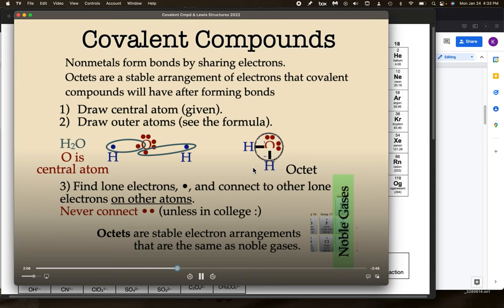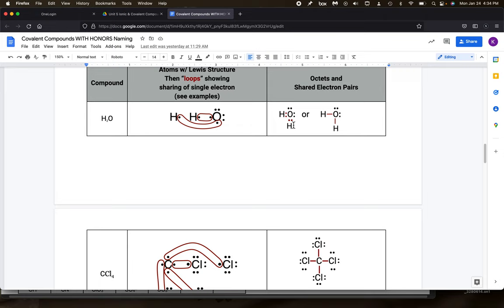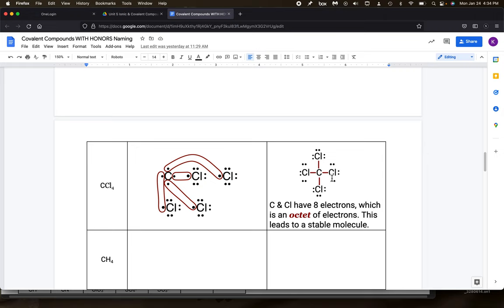An alternative to the paired electrons is lines. This is better seen on the worksheet. So you can pair your electrons when you share them, or you can draw lines for electrons when you share them. Here's the second example where we're sharing electrons and I'm showing lines, and I didn't even bother showing it with the other things.